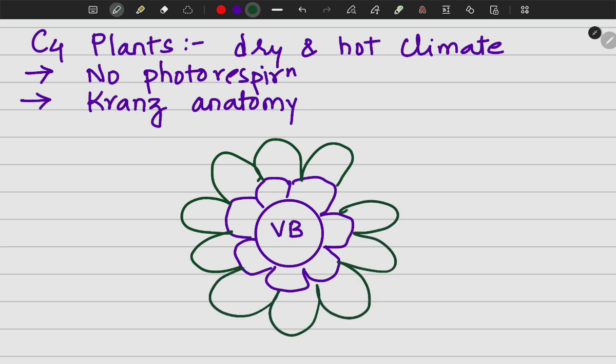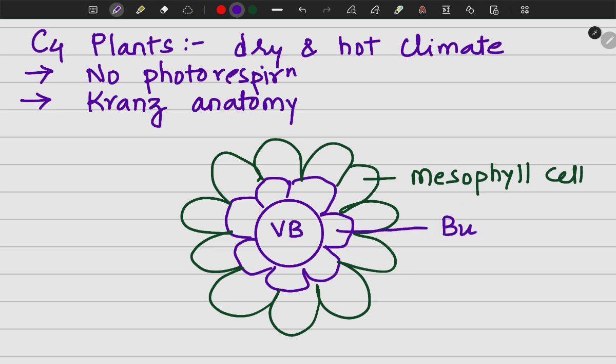So this was the Kranz anatomy found in the C4 plants, in the leaves of the C4 plants. The upper layer is of the mesophyll cell and the inner layer is the bundle sheath cells. Now these bundle sheath cells have thick coverings and they are impervious to gaseous exchange.